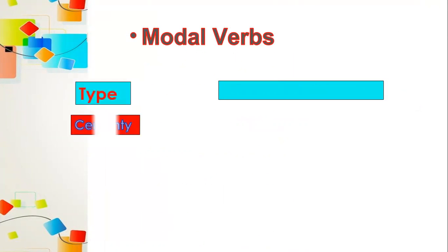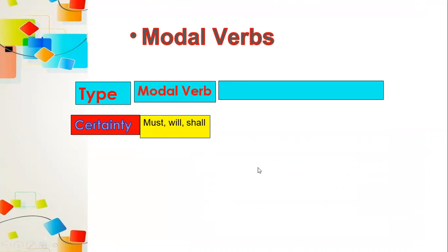Our next type of modal verb is modal verb of certainty. Modal verbs of certainty are used to tell that a situation is certain. Certain means without any doubt. Probable means chances, and possible or impossible. Possible means it will happen, able to be done. Modal verbs of certainty are must, will, and shall.